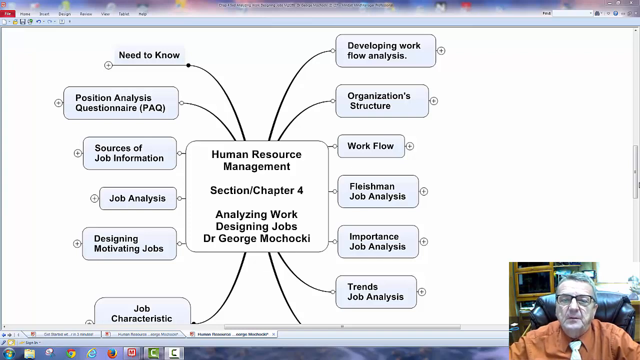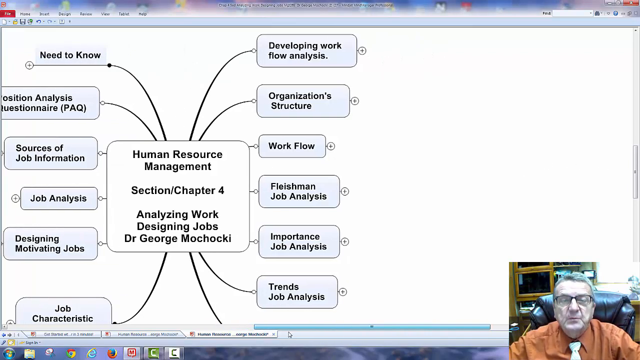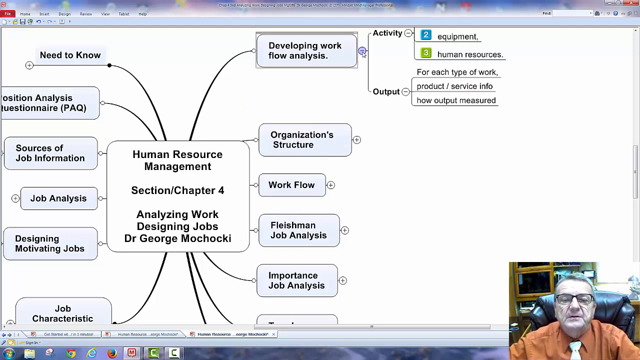Okay, so let's go on developing workflow analysis. And again, we'll be using our concept maps, and this is Section 4, Chapter 4. Whether you're taking this online, face-to-face, as a lecture class supplement, or in a different format. Okay, so what do we talk about when designing workflow?